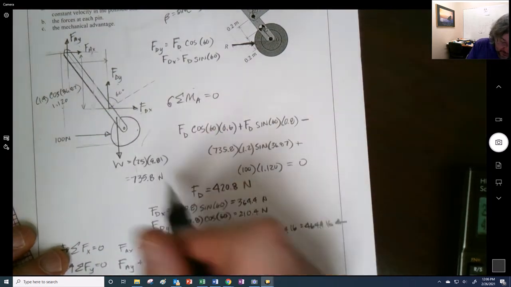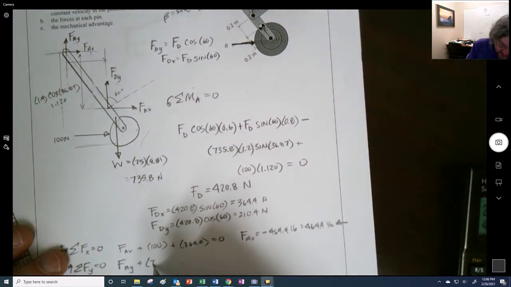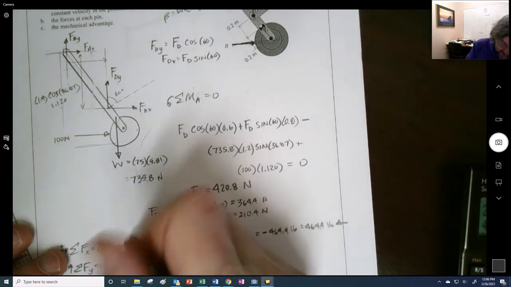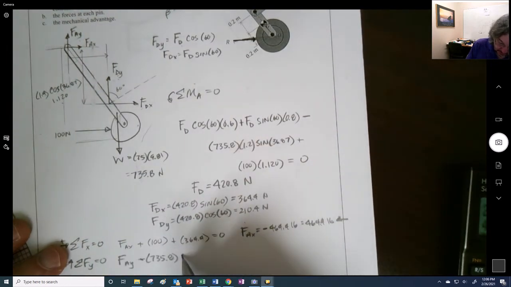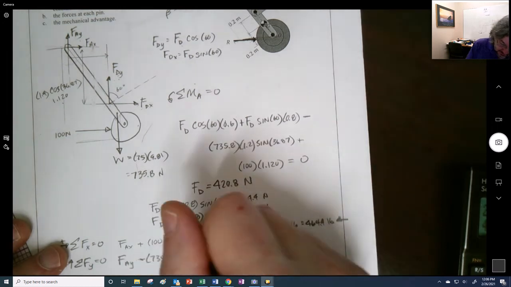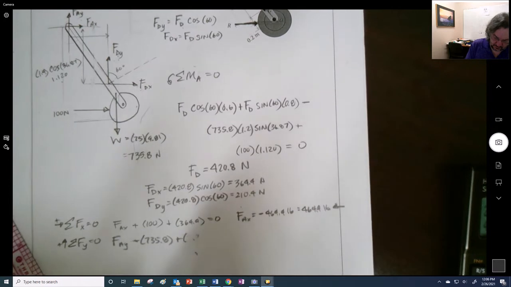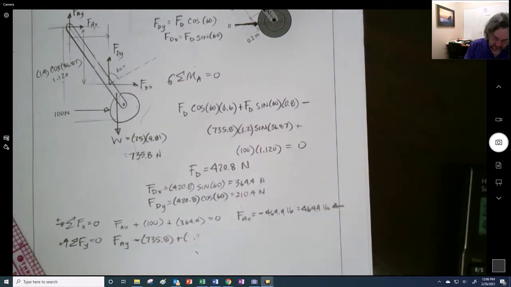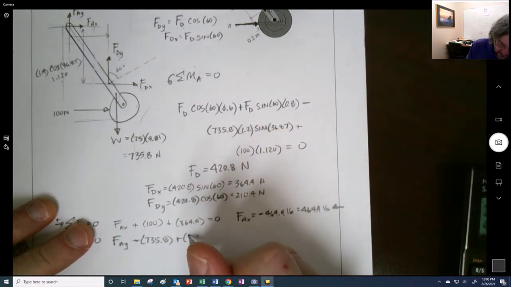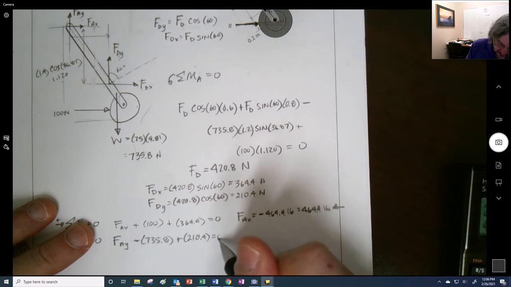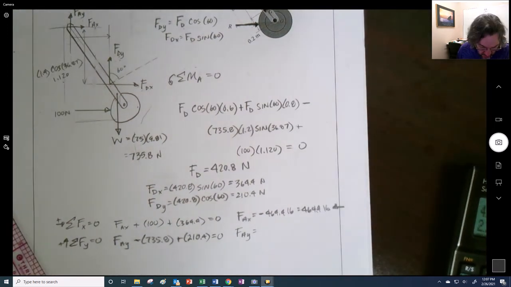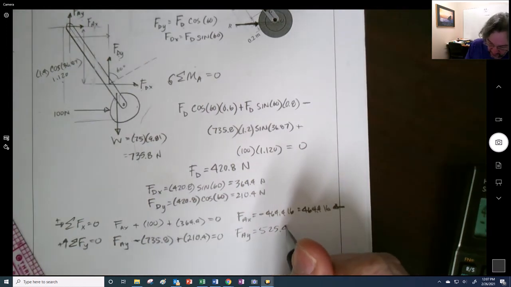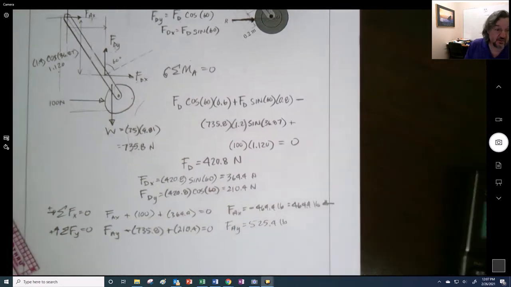And let's see, we have 735.8 going downwards. Let me put that negative, since it's down, right? So negative. And then this one was going upwards, 710. And then 210.4. So we have FAY, and that's going to be 735.8. All right, so I'm going to get 525.4 pounds, and I chose correctly, right, that it was going upwards.